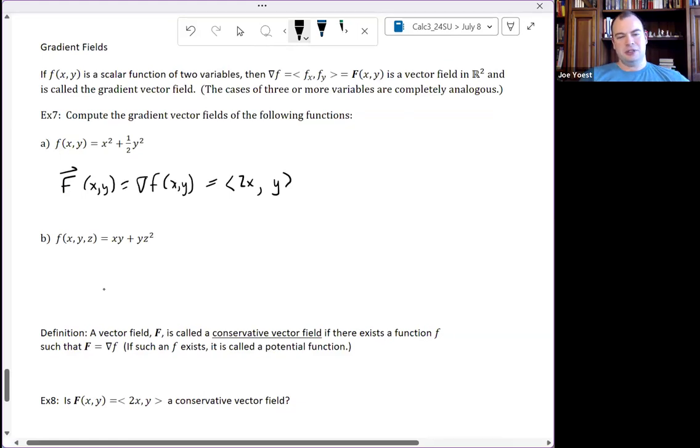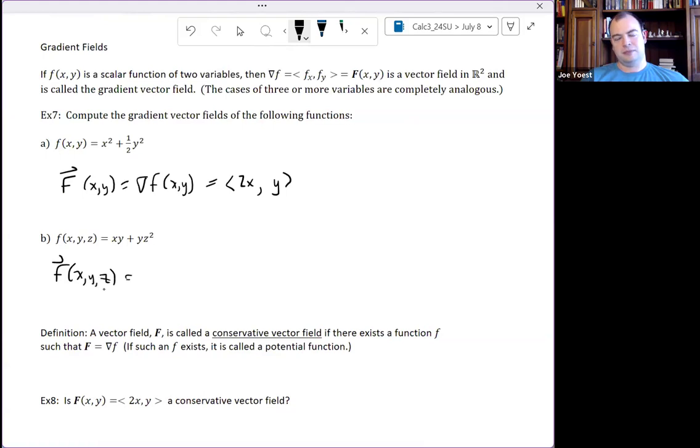And for a three-dimensional example, well, the first component is the partial of little f with respect to x, so that's just y. The second component, partial with respect to y, is x plus z squared. And the third component, partial with respect to z, is 2yz. And I'm not going to make any attempt to draw that.